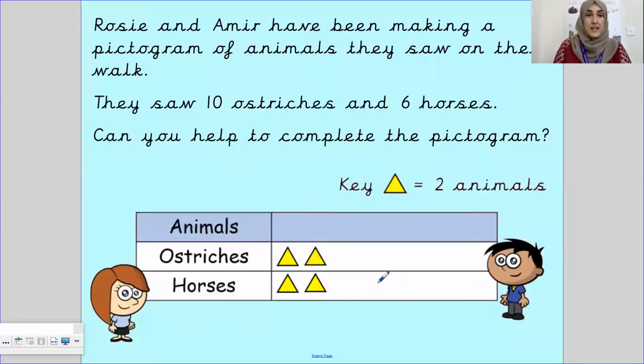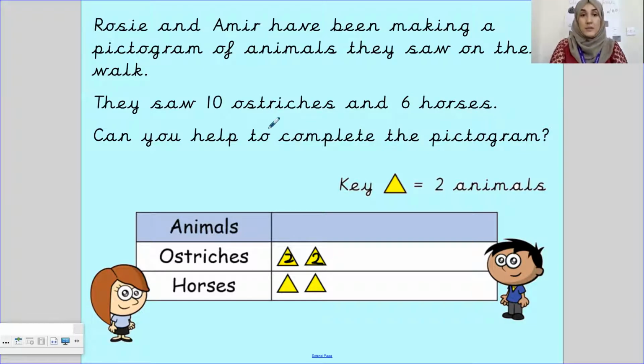Okie dokie, Morris class. Now, it says, Rosie and Amir have been making a pictogram of animals they saw on their walk. They saw 10 ostriches and 6 horses. Can you help them to complete the pictogram? The key is that 1 triangle equals 2 animals. So far, how many ostriches have they got in their table? 2? No. Remember, the key says one triangle equals 2 animals. So this equals 2, and that equals 2. So far they have 4.